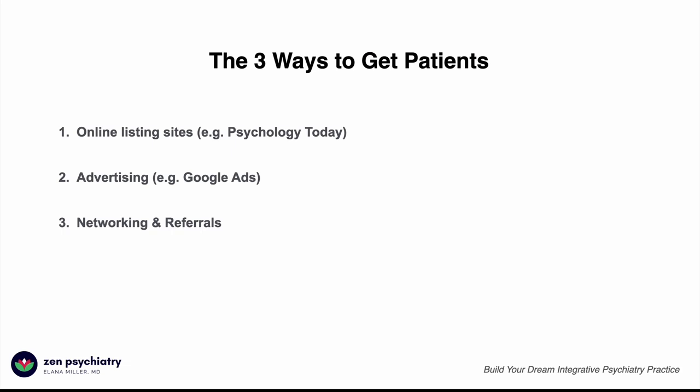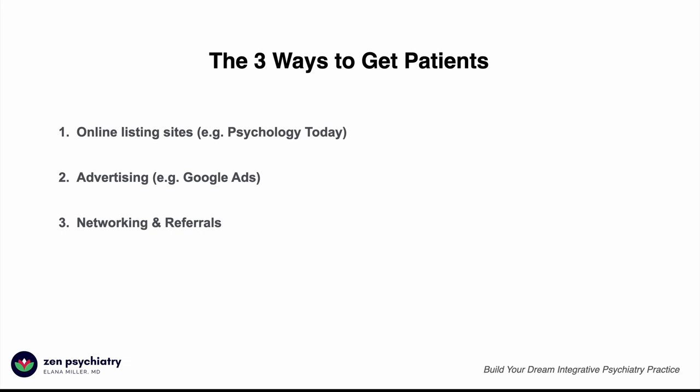Online listing sites. IE or EG, that EG means for example. IE means that is to say. Interesting grammar lesson in case you care, which you probably don't. Psychology Today is the biggest online listing site. But say, for example, like Yelp is an online listing site. Health Grades is an online listing site. But really, Psychology Today is the highest yield one.